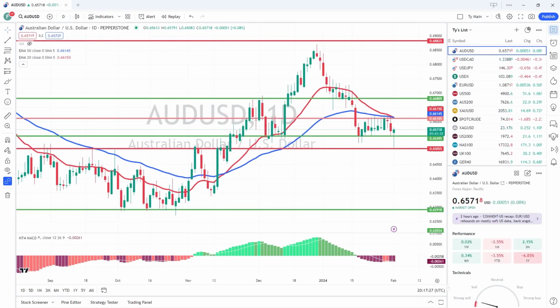All right, so I'll start out here with the Aussie USD, and you can see we've had a really big move over the last couple of days. Actually, we've seen two big candles. One hit the 20 and the 50 moving average and then came straight back down to our support.